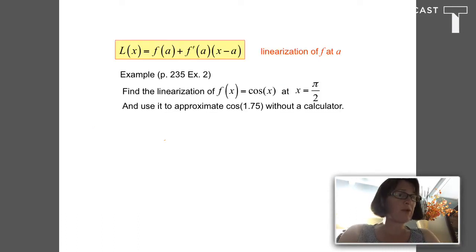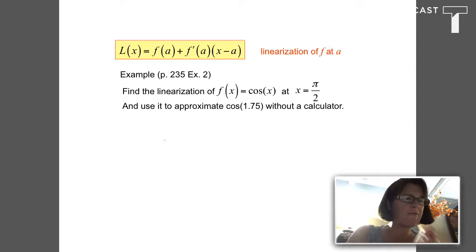So here's an example from your book. It's got two parts. I've been asked first to find the linearization of f of x equals cosine of x at x equals pi over 2. And then second, I've been asked to approximate cosine of 1.75 without using a calculator, which is pretty amazing because nobody knows the cosine of 1.75 off the top of their head.